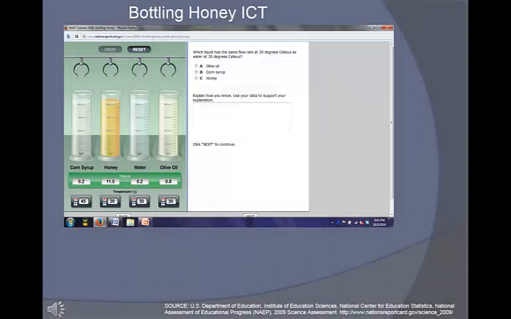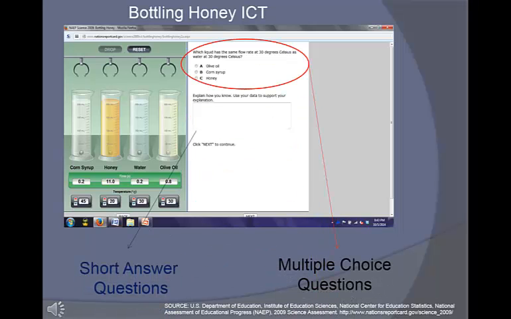Each ICT has a variety of question types the students need to complete. Some questions are multiple choice, while others may be a written explanation in the form of a short answer question, where students are asked to explain how they know and use data to support their answers.